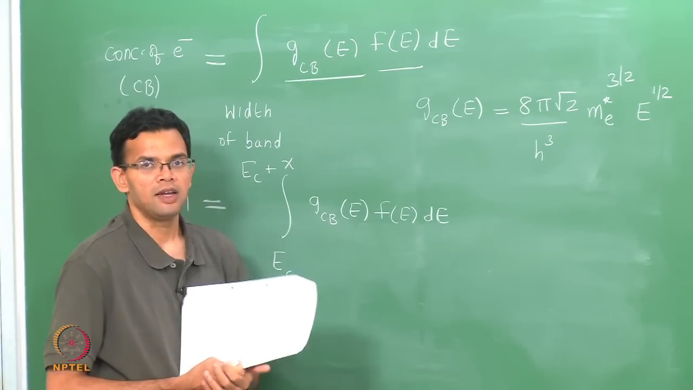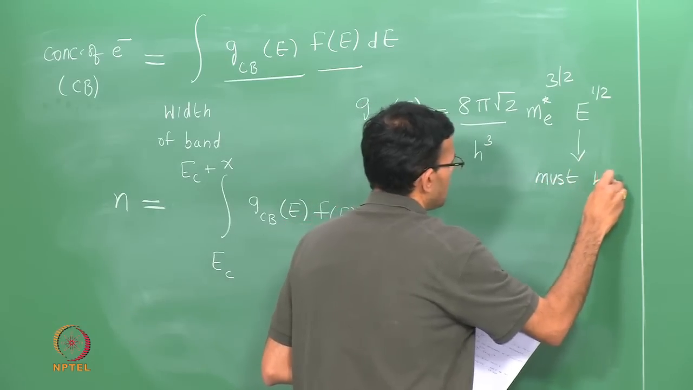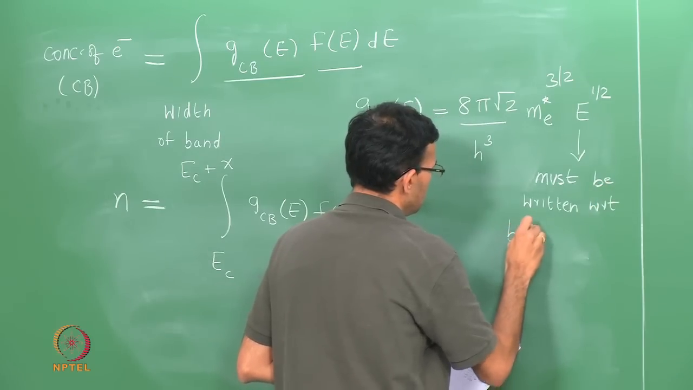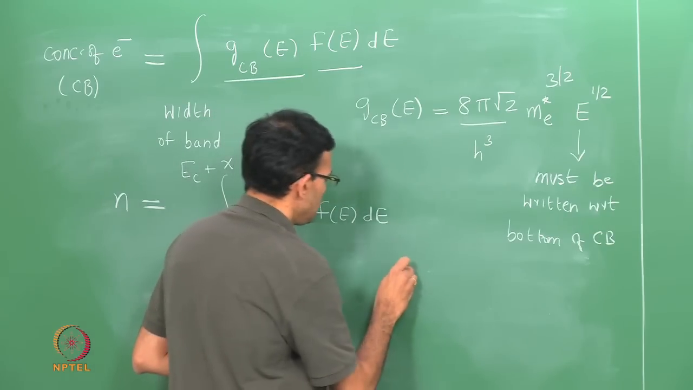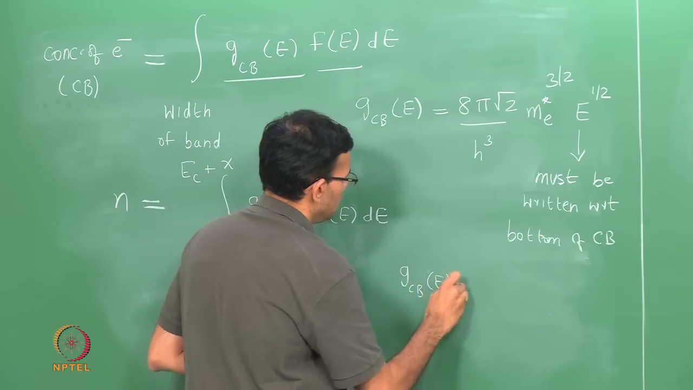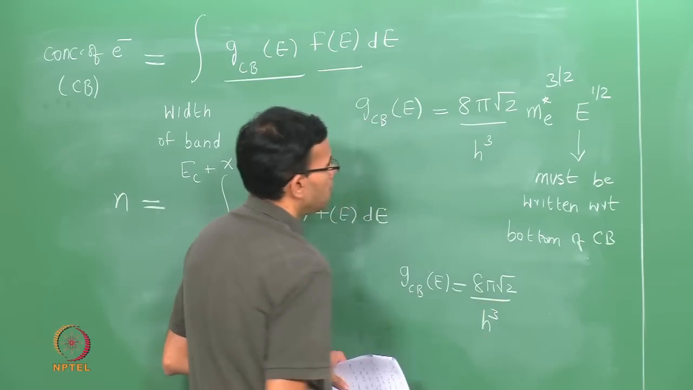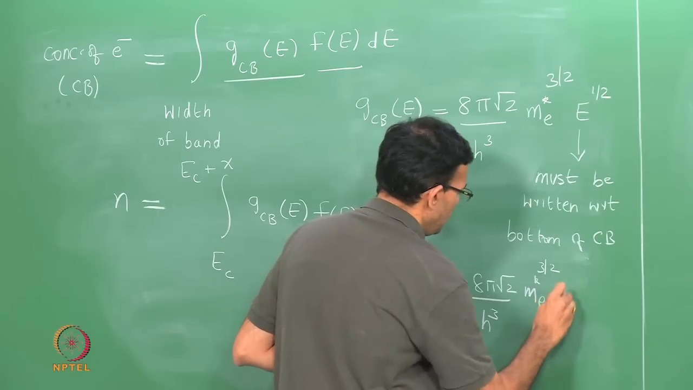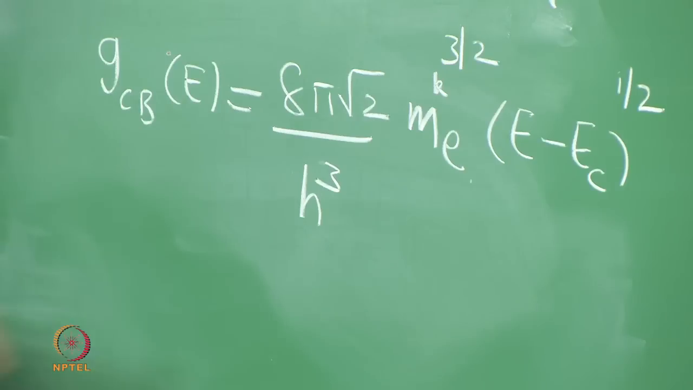Since we are looking at only the conduction band, E here must be written with respect to the bottom of the conduction band. So, we will modify this expression for GCB and write it as 8 pi square root of 2 over h cube, m e star to the power 3 over 2, and instead of E, we will write it as E minus E c, the whole to the power half, so that you are writing the energy with respect to the bottom of the conduction band.